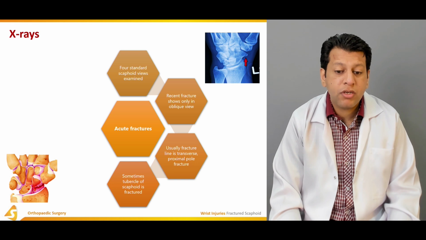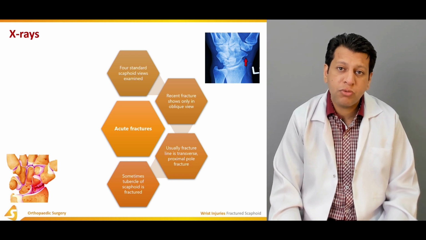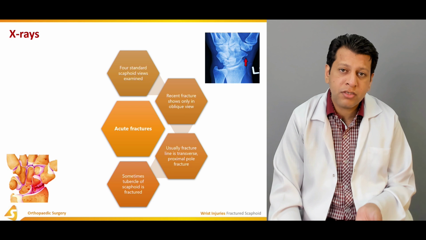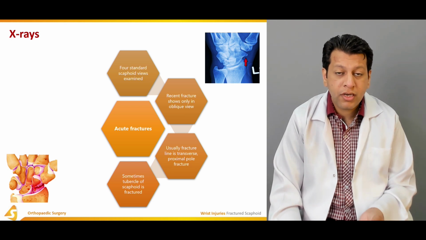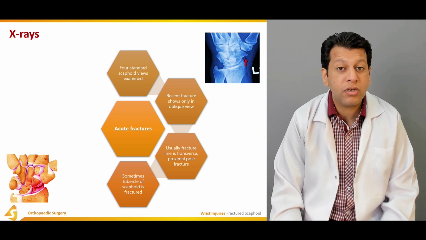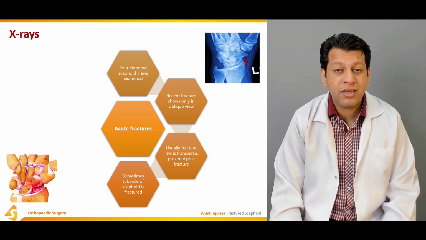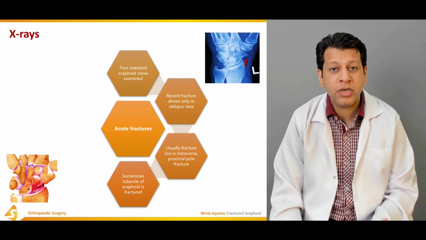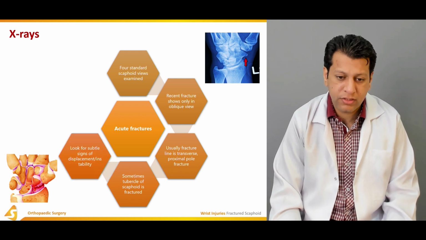But sometimes the tubercle of the scaphoid is fractured, and what happens when the tubercle fractures, which is lying on the dorsal side, is that it rotates in such a way that it produces a circular ring sign, which is called a ring sign, because there is a rotated distal tubercle after getting fractured.